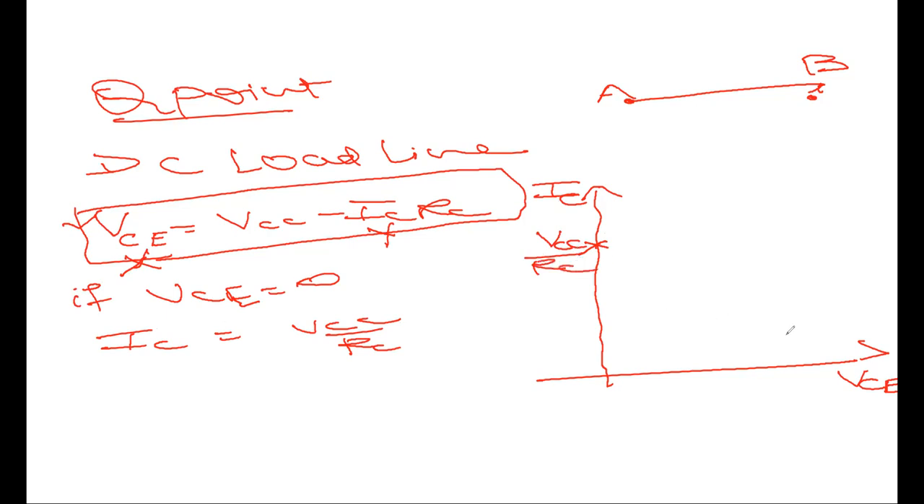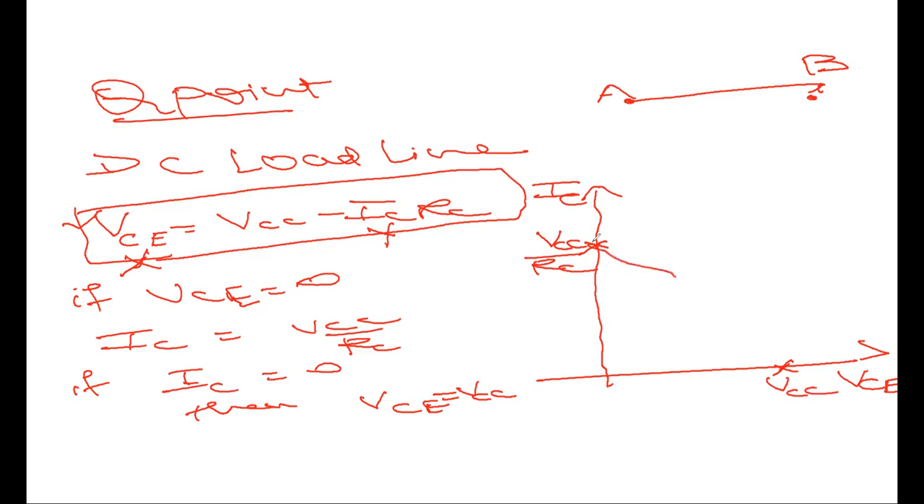Now we have to find the second point on the x-axis. If IC equals 0, then VCE equals VCC. So we have found another point on the x-axis whose value is VCC. By joining these two points, we get the straight line on the output characteristics, and this straight line is known as the DC load line.